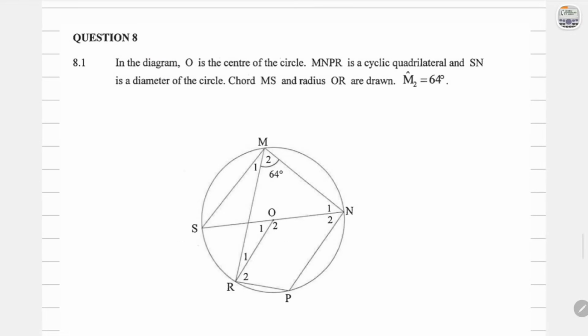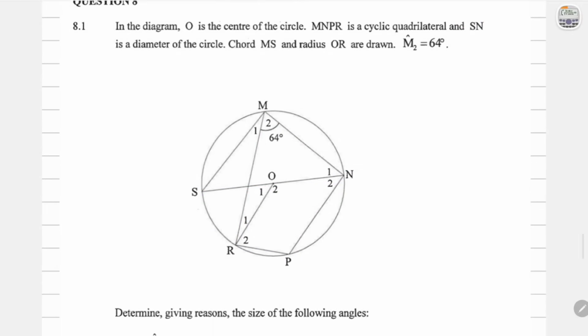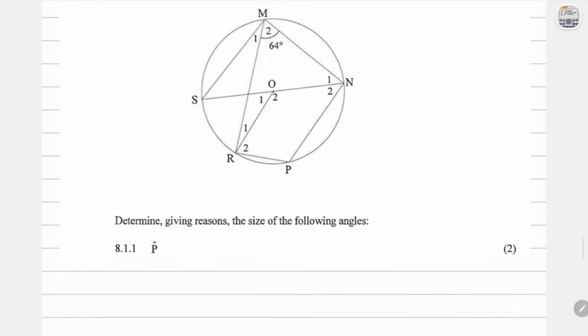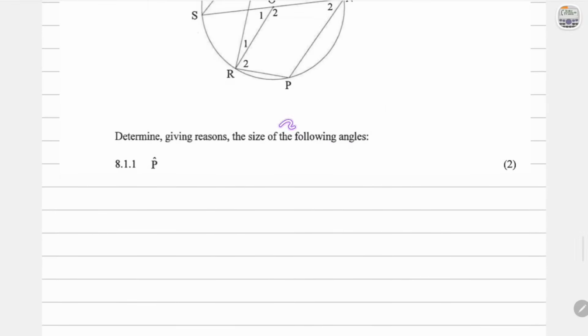Question 8, 8.1 says, in the diagram, O is the center of the circle. MNPR is a cyclic quadrilateral, and SN is a diameter of the circle. Then we have chord MS and radius OR are drawn, and we are told that angle M2 is equal to 64 degrees. The first question is to determine, given reasons, the size of the following angles.